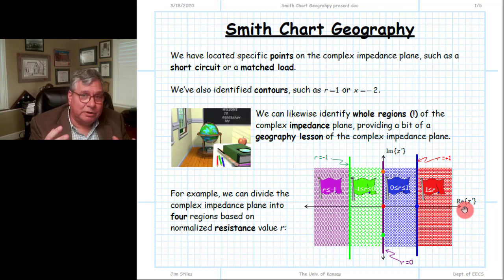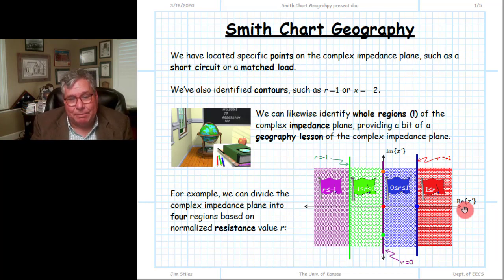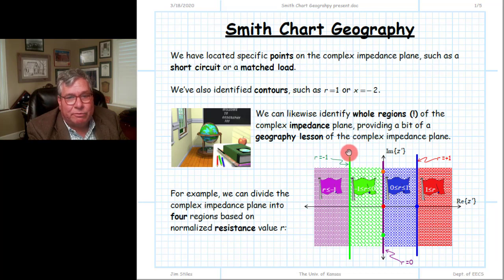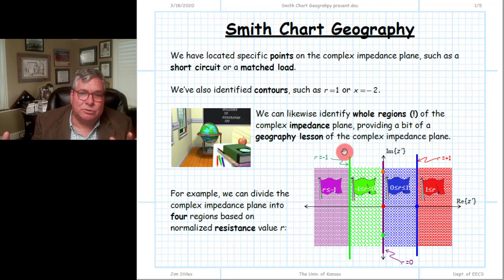All right, what we're going to do now is try to map these four regions onto the complex gamma plane. And that sounds like it might be fairly difficult, but it's really not too hard. All we have to do is go through and map the boundaries between the regions. Go through and map a vertical contour of r equal to -1, all the impedances whose real part is equal to -1. And of course, we've done that with the Smith chart. We looked at those mappings.